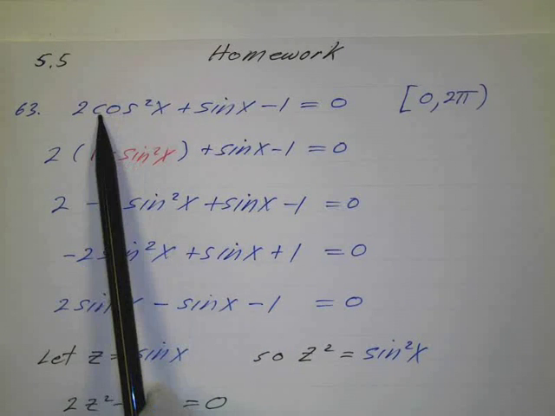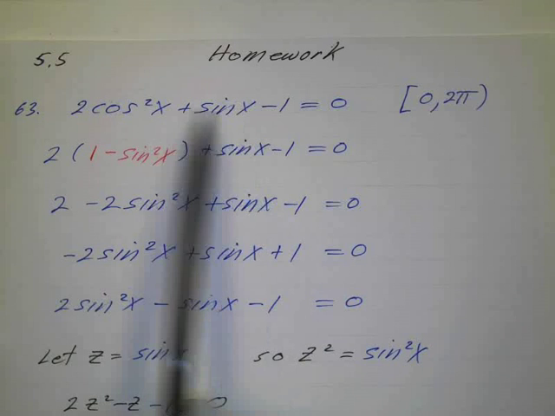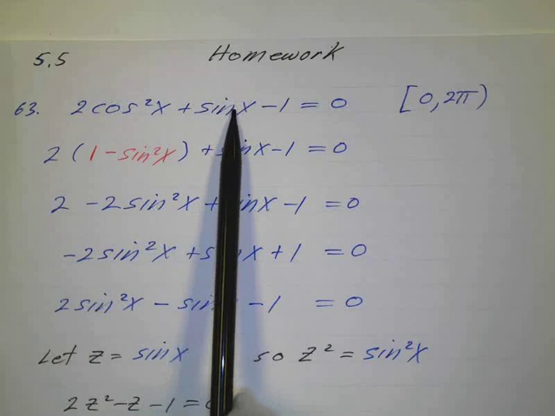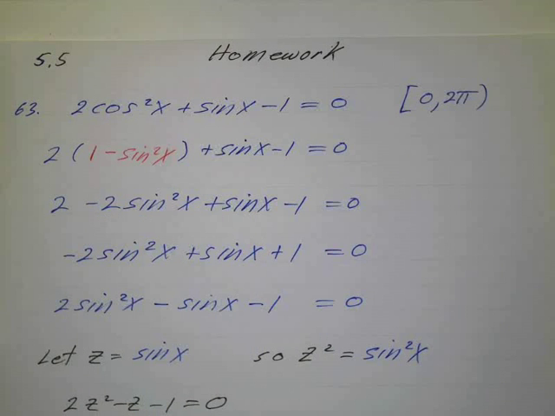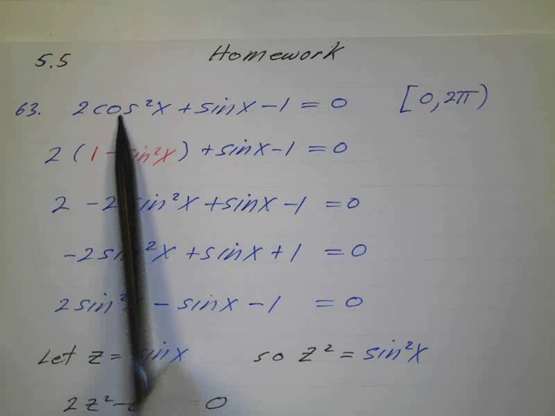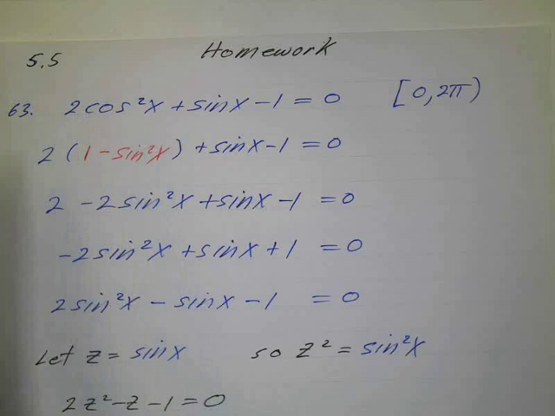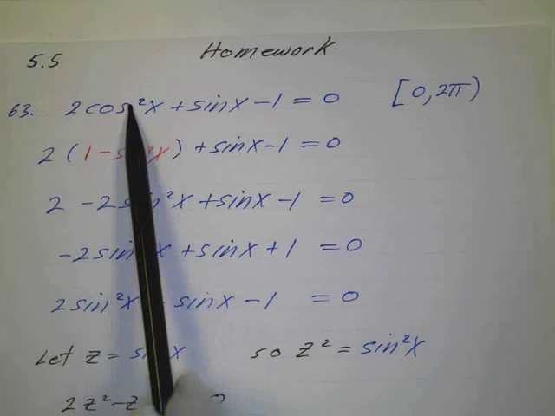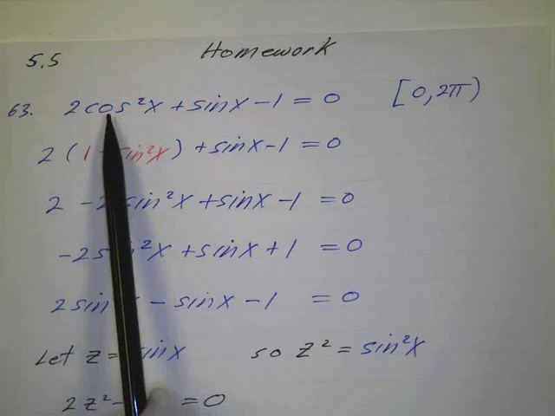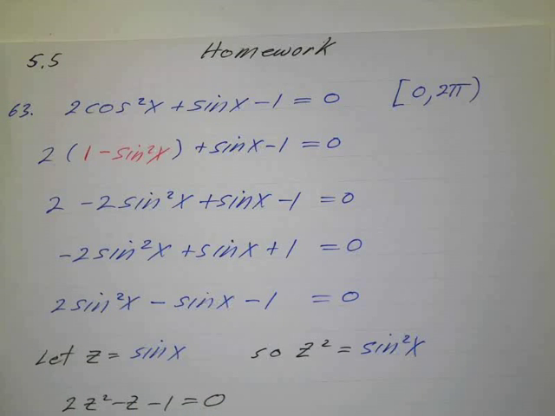First of all, I notice that I've got some cosines and some sines, so I can try to get them all in the same function. So what I'll do is rewrite the cosine squared. I'll use the Pythagorean identity: sine squared plus cosine squared equals 1, so the cosine squared equals 1 minus the sine squared. So I'll make that substitution, using this trigonometric identity. Instead of writing this, I'll write this.